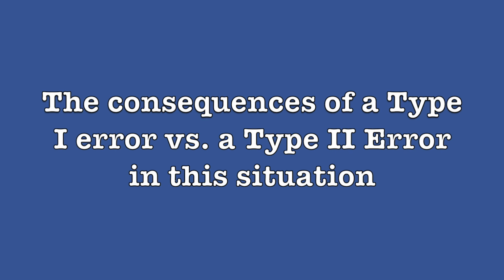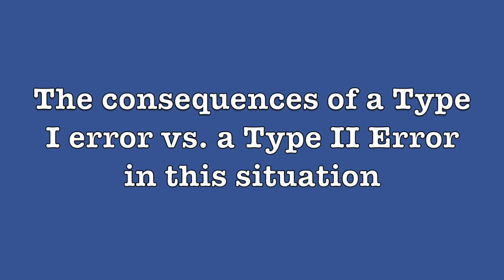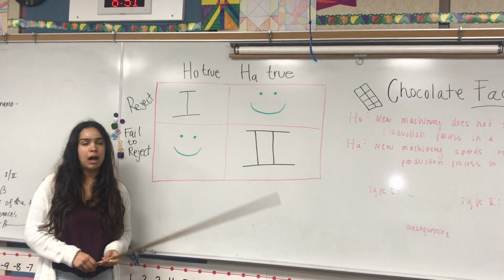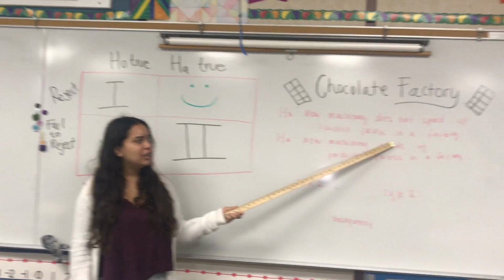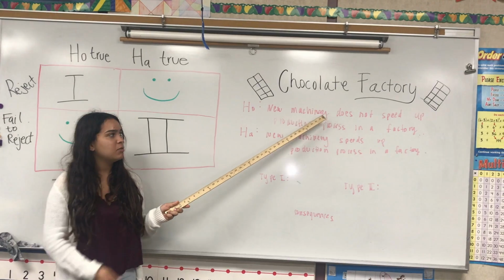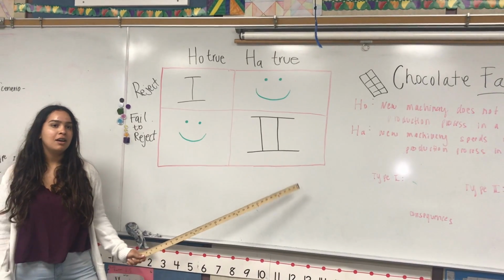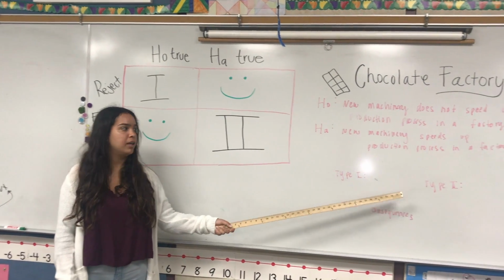There are consequences of our type 1 error and our type 2 error in this situation. So when it's a type 1 error, you're spending money on unnecessary capital goods because you think that you need to put money towards the machinery, but you're wasting your money. And then if it's a type 2 error, then you're losing potential profit because you're not putting money towards the machinery.